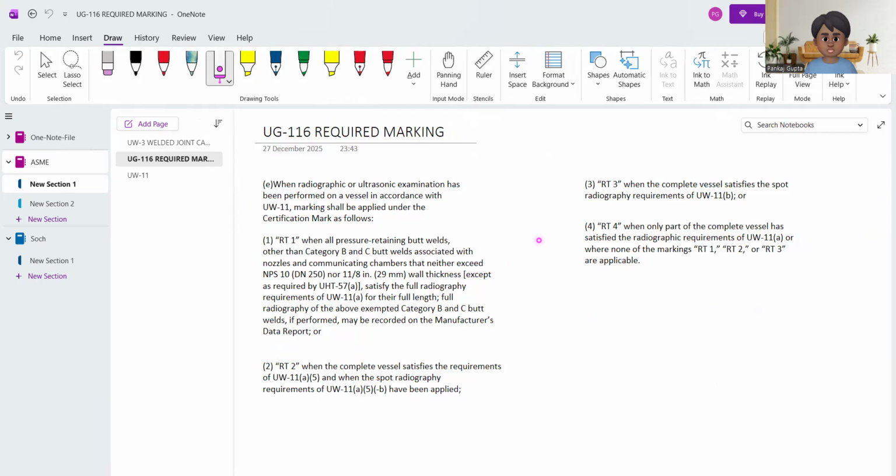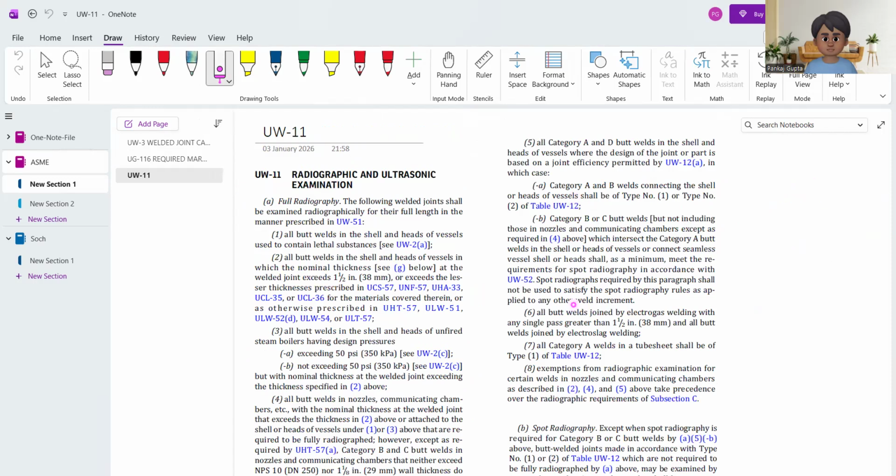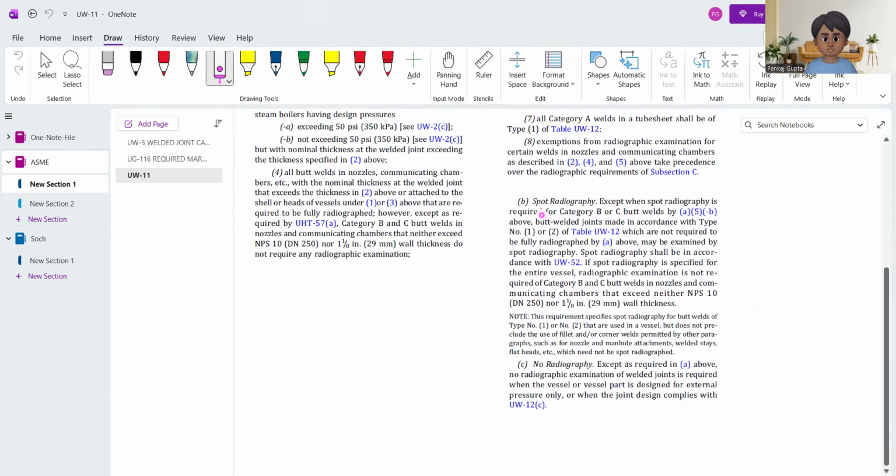Then RT3 is very simple. When the vessel is qualified for the RT3 requirements, then we need to take a complete vessel as a spot radiograph as per UW11B requirement. UW11B is saying that spot radiography needs to be taken, except when spot radiography is required, for category B, C weld joints.